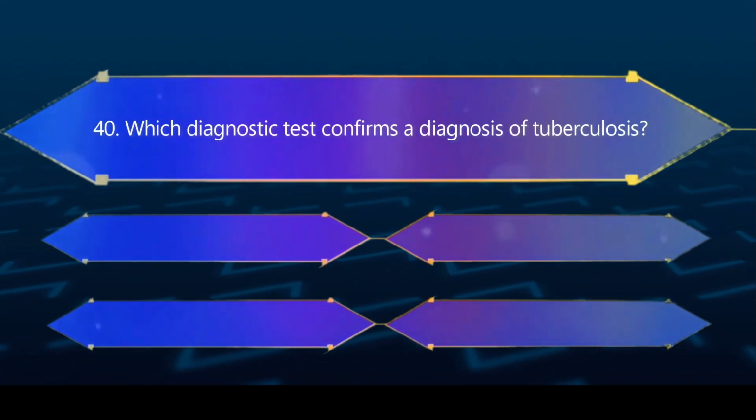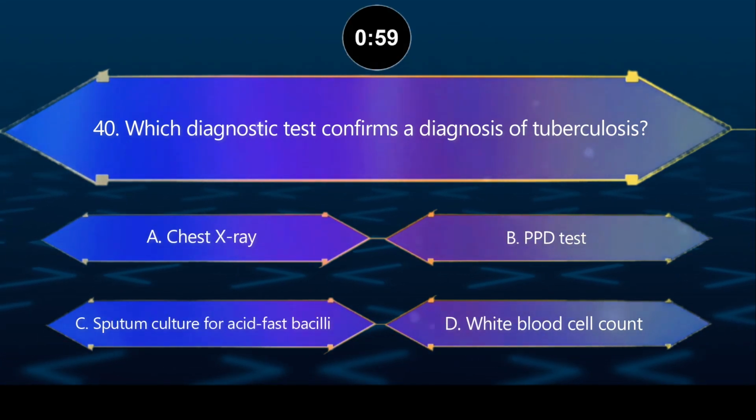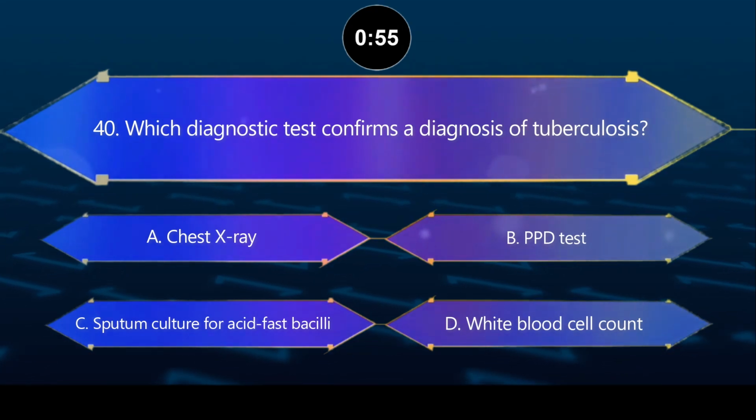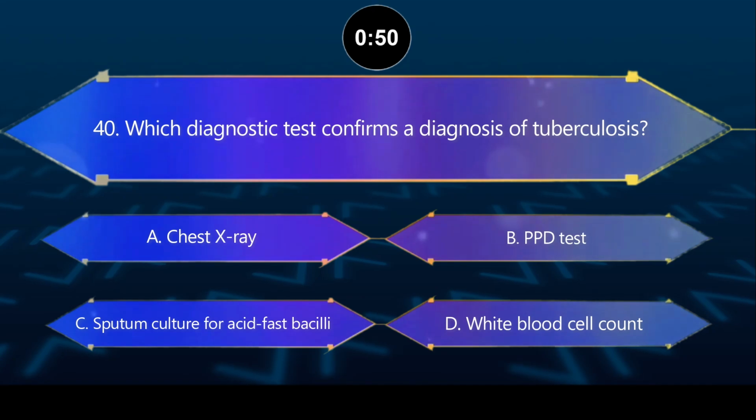40. Which diagnostic test confirms a diagnosis of tuberculosis? A. Chest X-ray. B. PPD test. C. Sputum culture for acid-fast bacilli. D. White blood cell count.